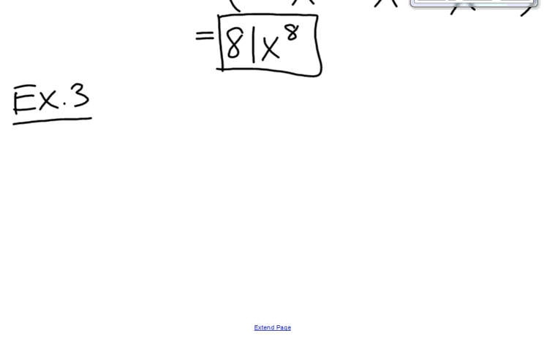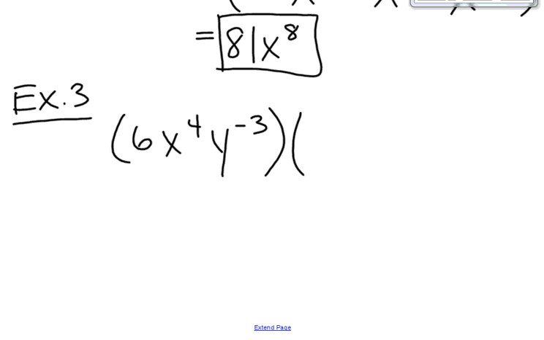which is going to look like 6x to the 4th, y to the negative 3 times 4x to the negative 1, y cubed. So we're going to throw in some more negative exponents here. My recommendation is to take care of the negative exponents first before you start combining them together.